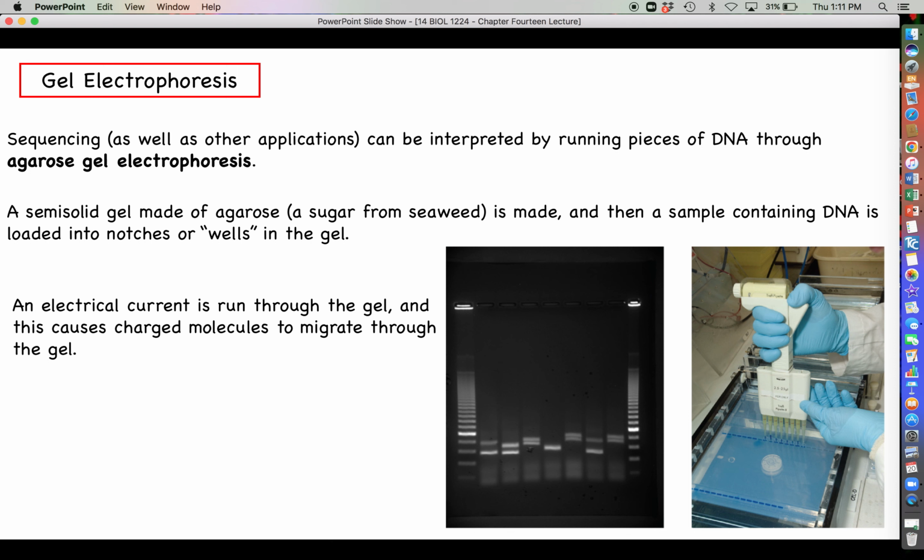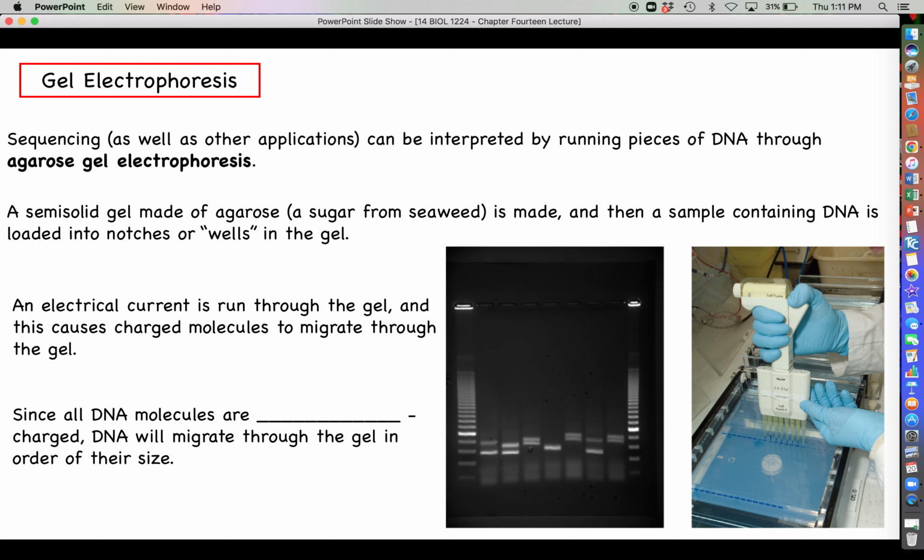and this will actually cause all electrically charged molecules to migrate through the gel. Now, the nice thing about this is that all DNA molecules are negatively charged, so they will all be equally impacted by the electrical current, and they're all going to migrate in the same direction. But these DNA molecules will migrate at different speeds, and that speed has to do with how big the DNA molecule is. And we judge DNA size on the basis of how many base pairs it contains.